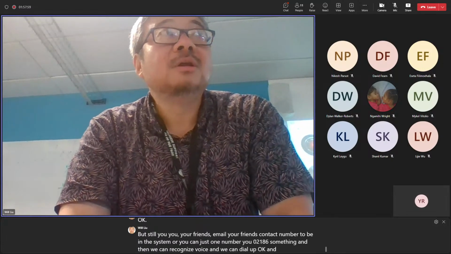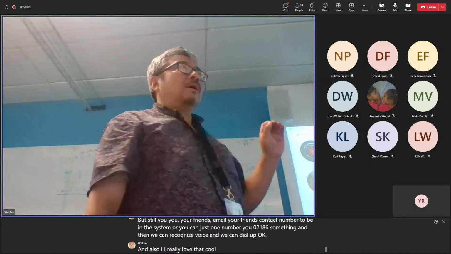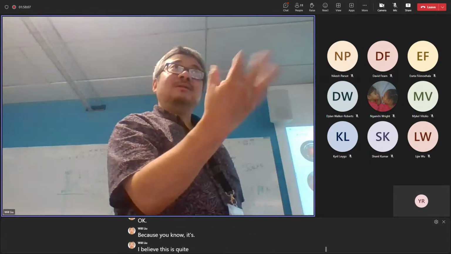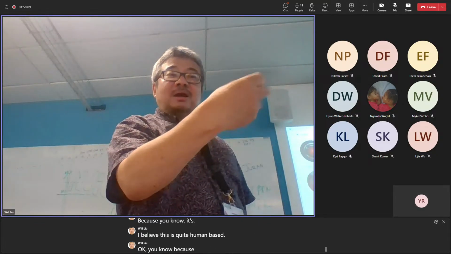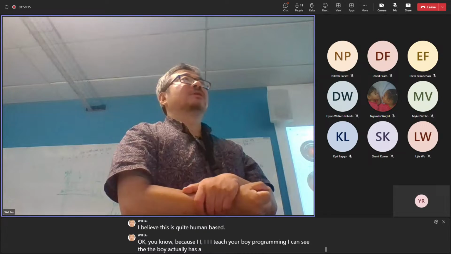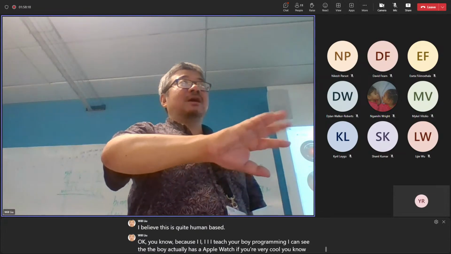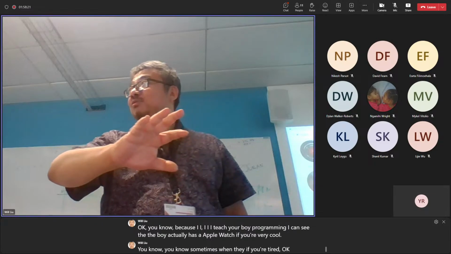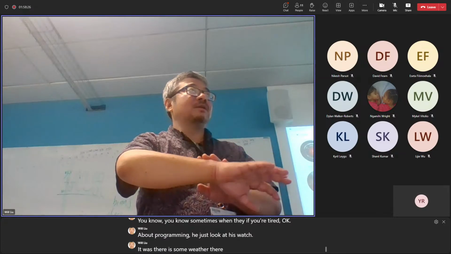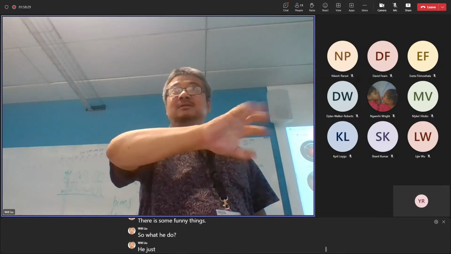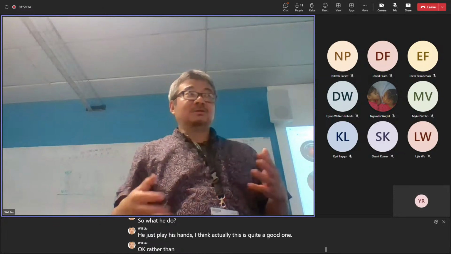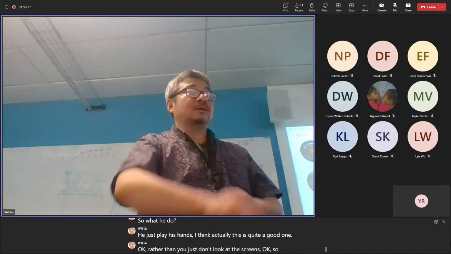I really love how cool this laser part is, because I believe this is quite human-based. I teach a boy programming, and I can see the boy has an Apple Watch. He feels very cool. Sometimes when he feels tired of programming, he just looks at his watch. There is some weather, there are some funny things. So he just plays with his hands. I think this is quite a good one, rather than just looking at the screens.